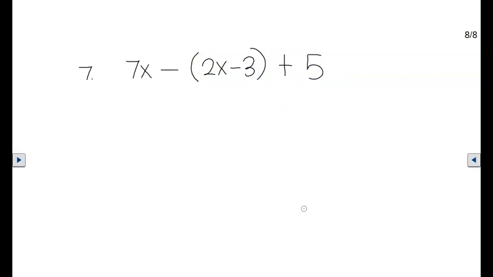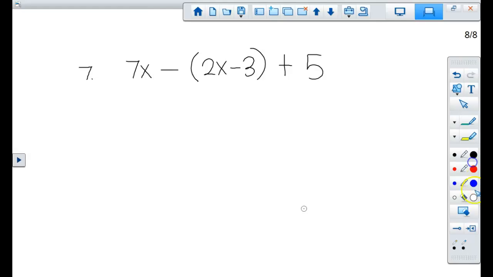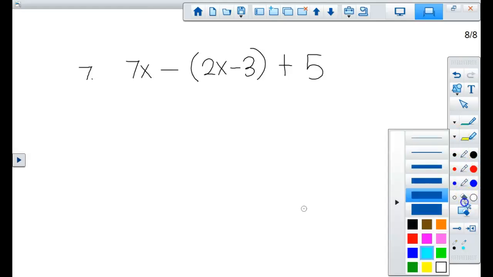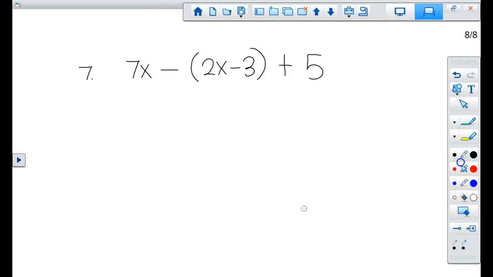All right, in this problem, are we going to need to distribute? And the answer is yes, because we see these parentheses. Now here's where I want you to be careful, because when we distribute, we distribute the number that is directly in front of the parentheses. Here's what I want you to notice. The 7x is not directly in front of the parentheses. It's not touching it. Okay? So you are not distributing that 7x. If you were going to distribute that, it would be right here beside those parentheses.